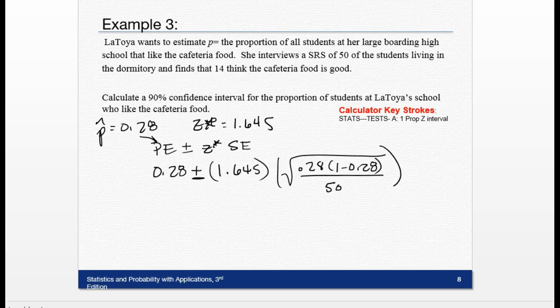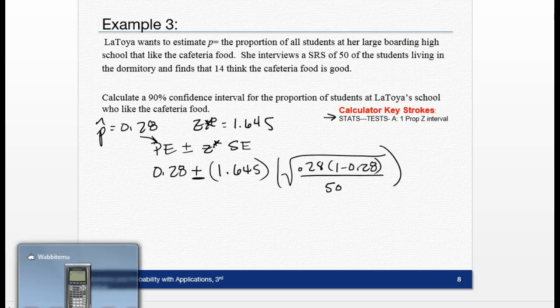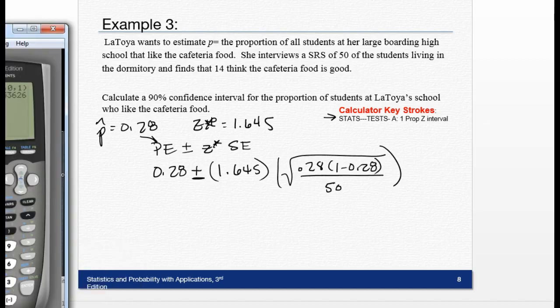Now, this is a lot to type in the calculator. That's why I want you to use the keystrokes here. So I'm going to show you what the calculator is going to ask of you. This is the work, however, you need to show me, and then you can put it in the calculator to get the actual values.